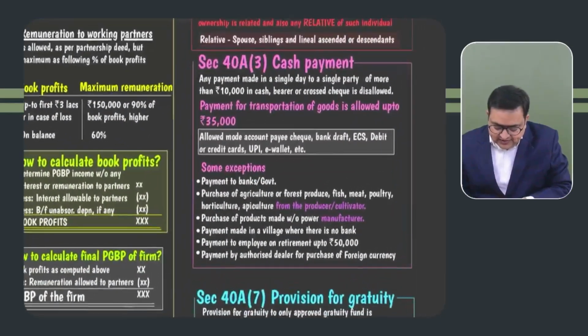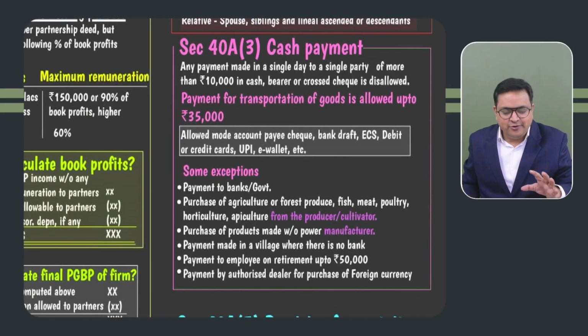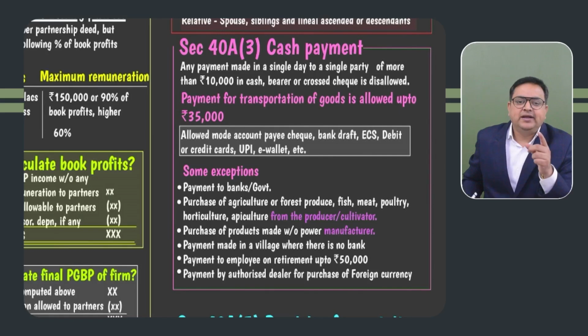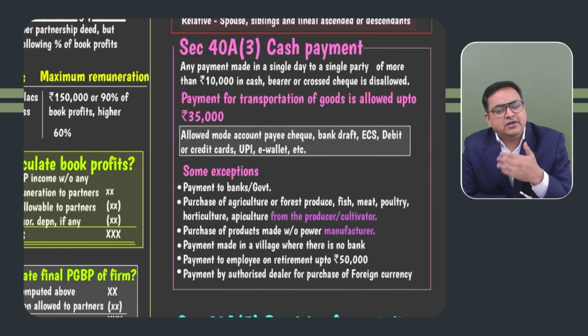40A(3). It's again a very, very important section, and I believe that everybody knows it now: if in one day you are making a cash payment of more than 10,000 rupees to a single party, then it will not be allowed. But to a goods transporter, you can make a payment up to 35,000 rupees. To others, maximum 10,000 you can pay. More than 10,000, we will disallow fully. If you have made a payment of 11,000, it will be completely disallowed. To a goods transporter, up to 35,000 is allowed. If you have made a payment of 36,000, the entire 36,000 will be disallowed.